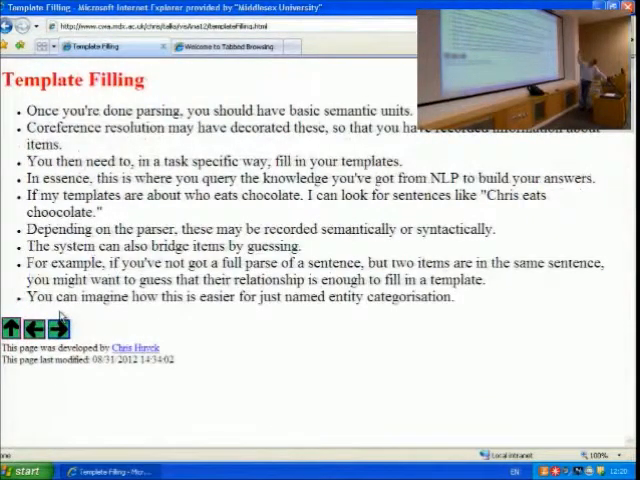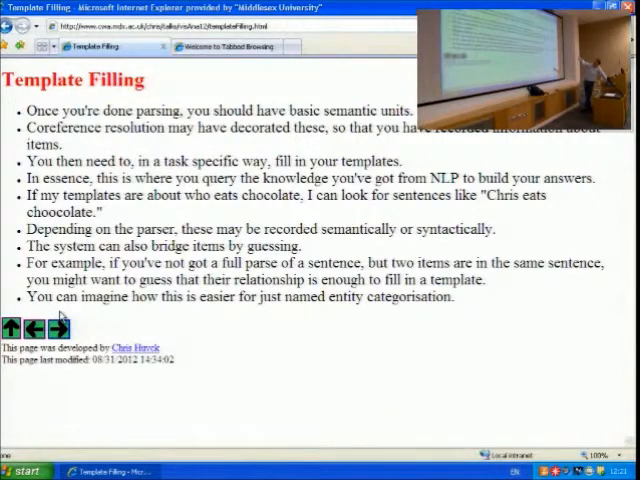What you do with template filling is once you're done parsing, you should have the basic semantic units. Co-reference resolution may have decorated these, so you can find out more things about an item because it's been referred to by several different phrases. You then need to, in a task-specific way, fill your templates. So now it's entirely task-specific. Parsing's relatively generic, but now if I want to build something to find out who's eating chocolate, I have to actually look through what people do when they eat chocolate. How's eating chocolate described?